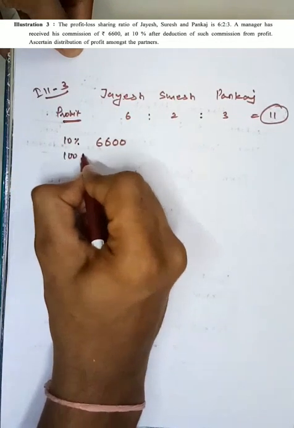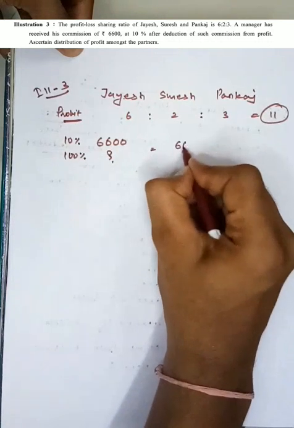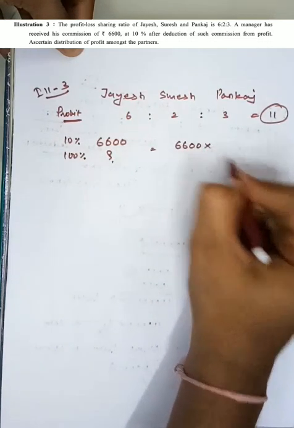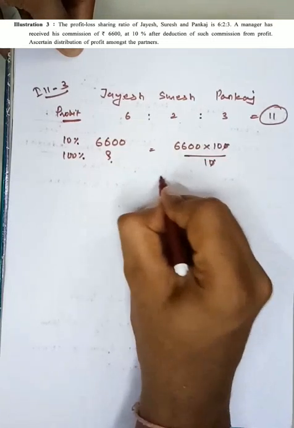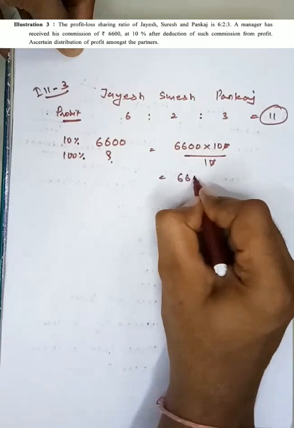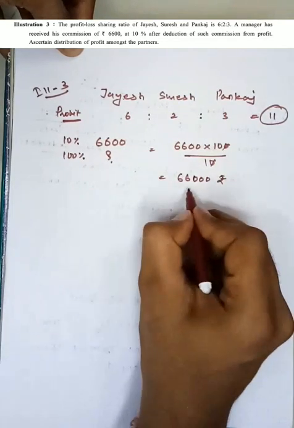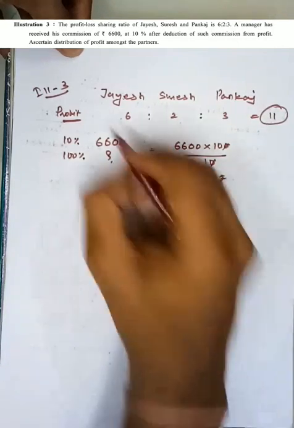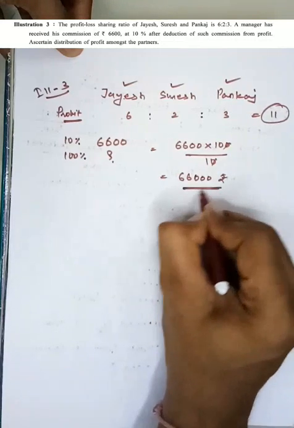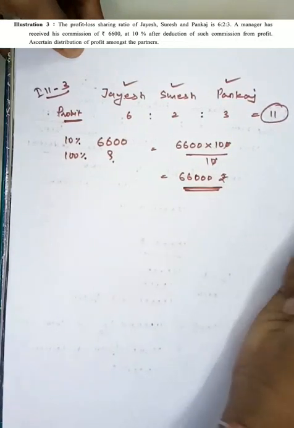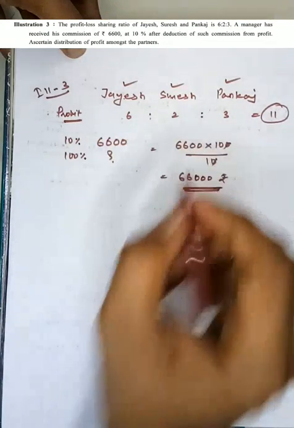So on 100%, how much will be the profit? Simple, 6600 multiply by 100 divide by 10. We'll cancel the zeros. 66,000 is your divisible profit. Now this profit is going to be distributed among these three partners. Now your total profit is 66,000. From that you will distribute it in a ratio of 6:2:3.